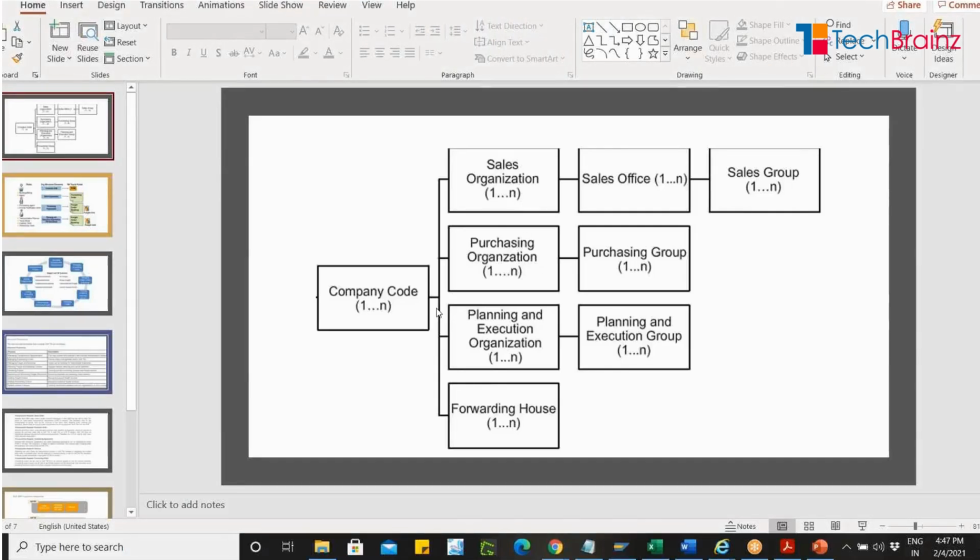Okay, this is what I've listed down so far, right? When I talk about organizational data, a company code, or sales or purchasing organizations, or planning or execution groups, or maybe forwarding houses and the sales and other information. So all these things, whatever we have, we can do. Agreed, everyone? Now, what is the significance of this particular one?